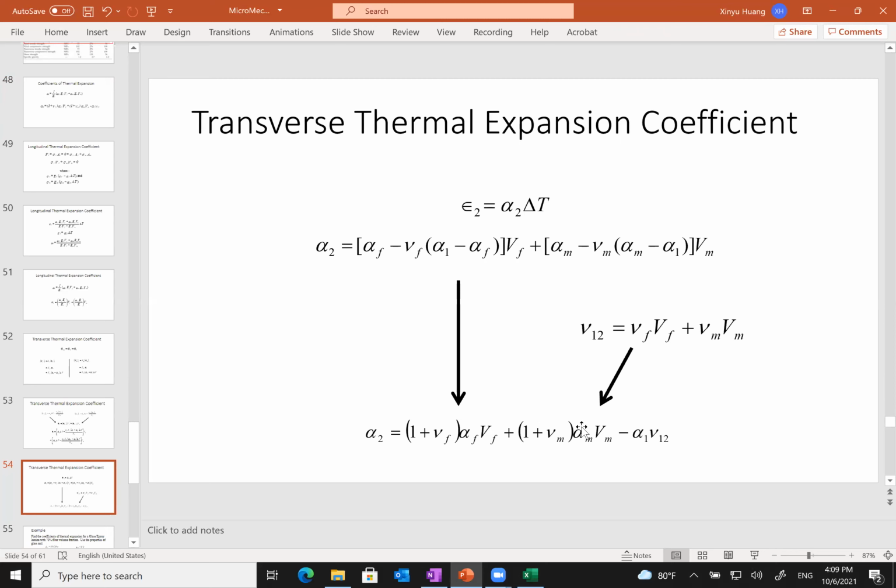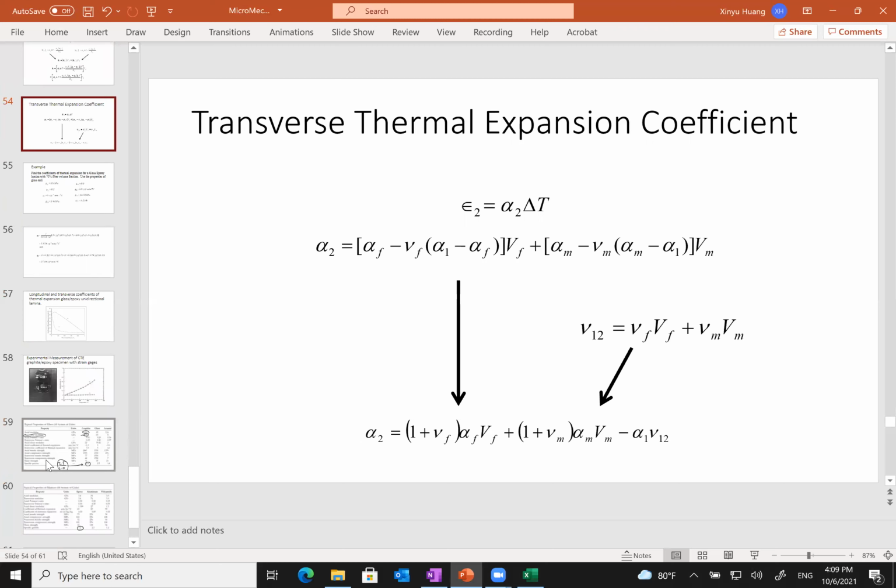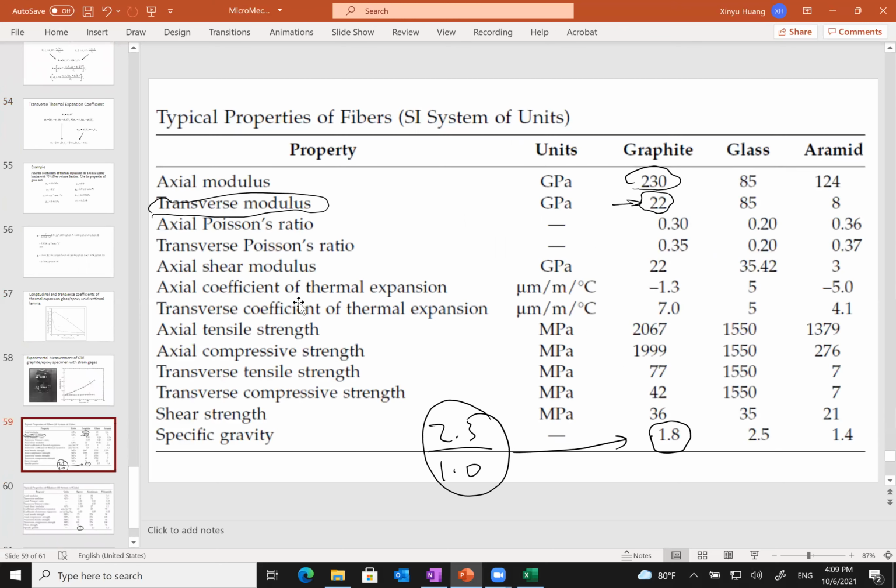And then this is a matrix contribution, and this is the fiber contribution. Now, when you put alpha F here, this alpha F is the fiber thermal expansion in the two direction. Fiber thermal expansion in the one and two directions are different. The graphite fiber has thermal expansion of 7.0 in the two direction, not 1.3. It's 7.0 positive in the transverse direction.